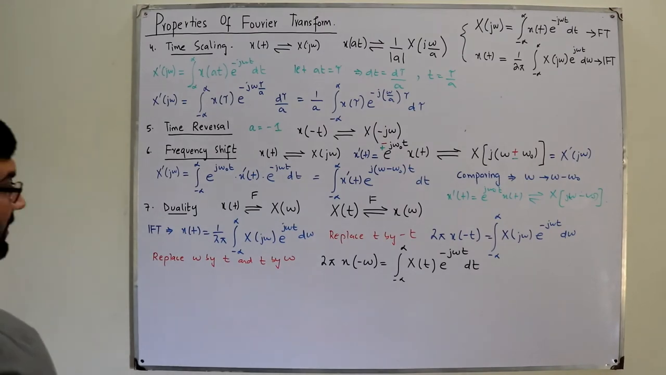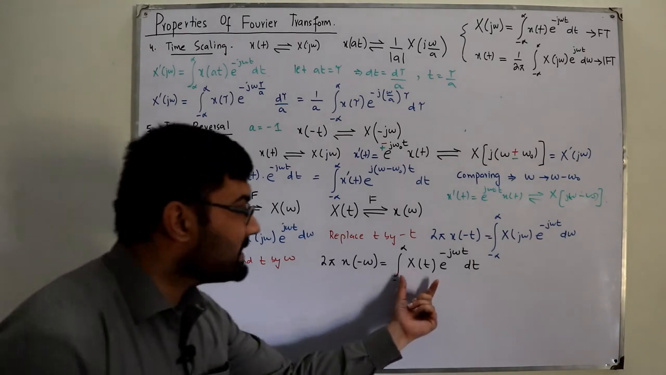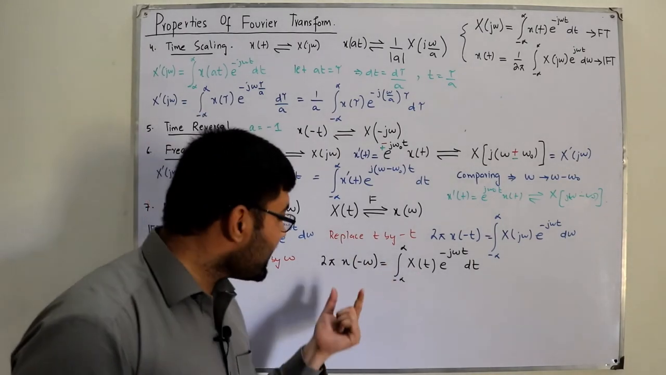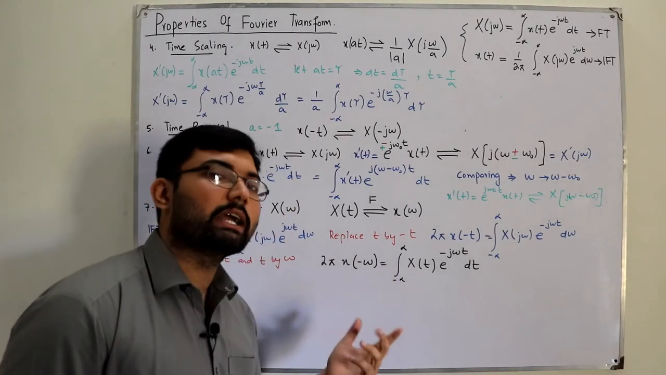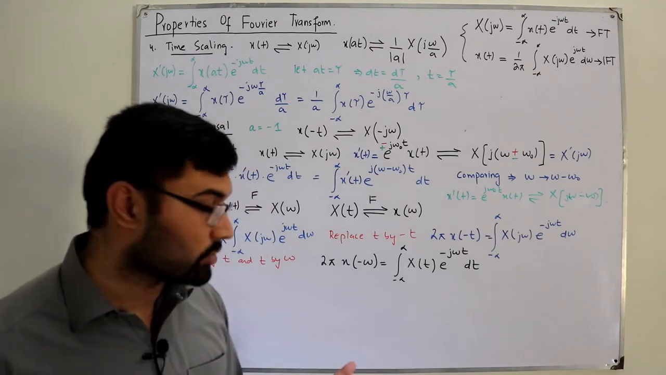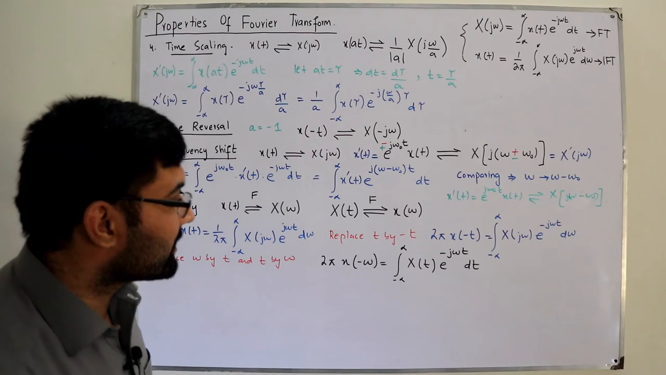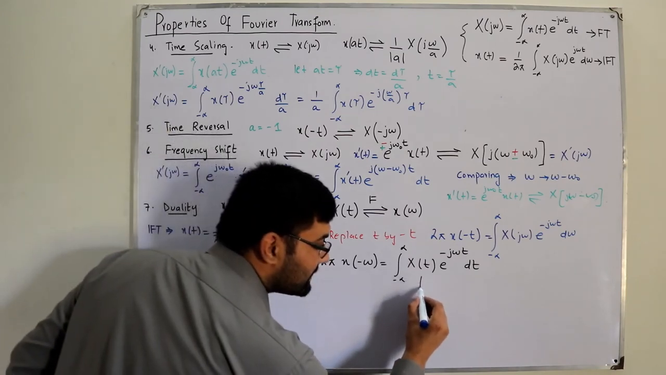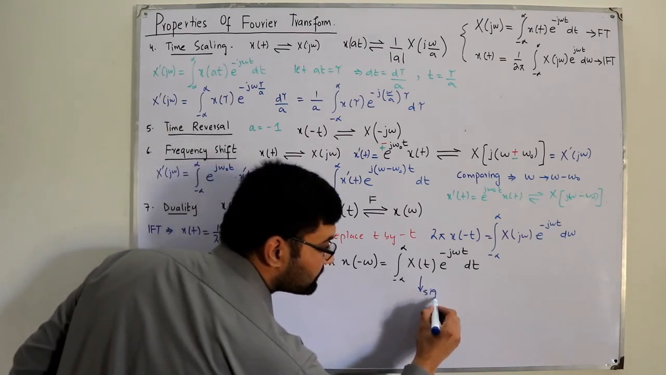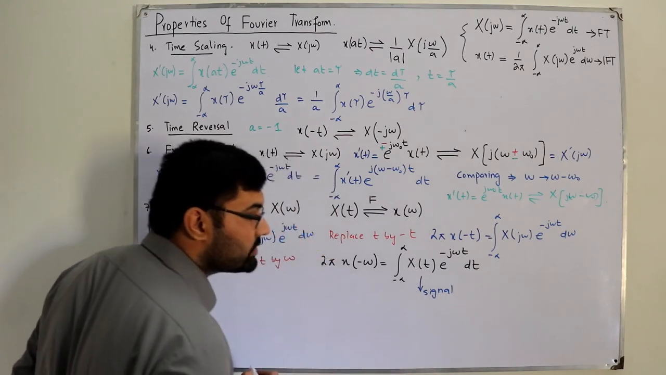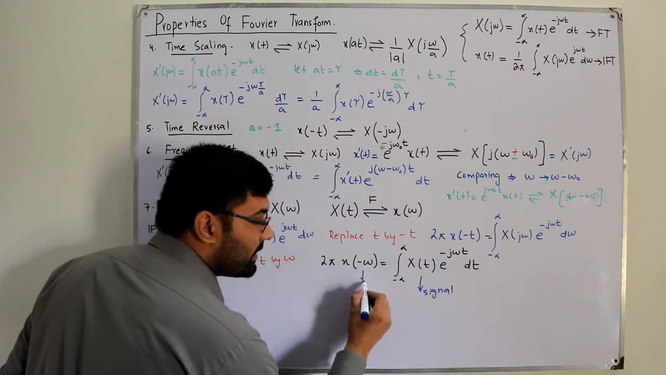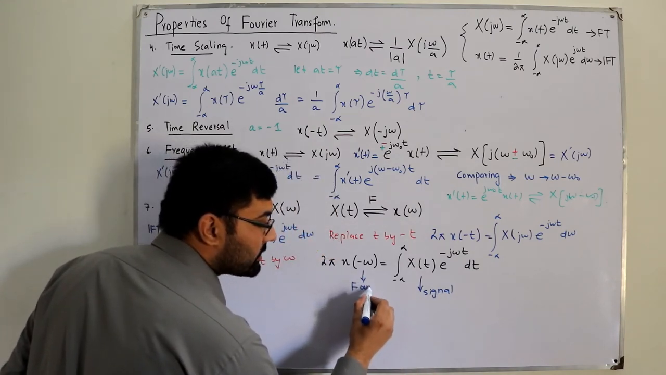Now if you have a look, I have a time domain signal x of t, and I have a frequency domain signal x of negative omega. Negative, positive does not matter, of course. We know the significance, but it is a frequency domain signal. So can you not say that this is your signal, and this x of omega, isn't this the Fourier transform?